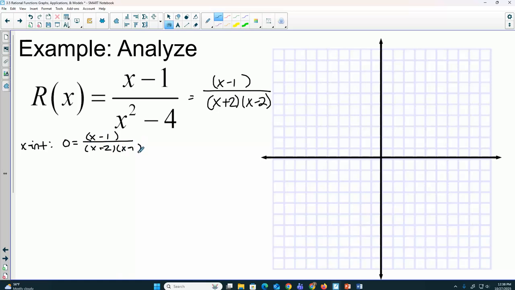If you set this whole fraction equal to 0, if you were trying to solve, you would multiply over the bottom. What happens if you multiply 0 times anything? You get 0. So an x-intercept is really just when the numerator is 0. What makes the top of this fraction equal 0? 1. So I hit my x-axis at 1.